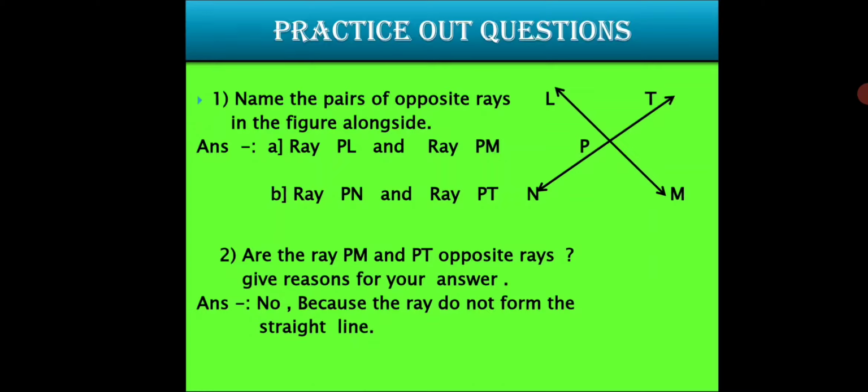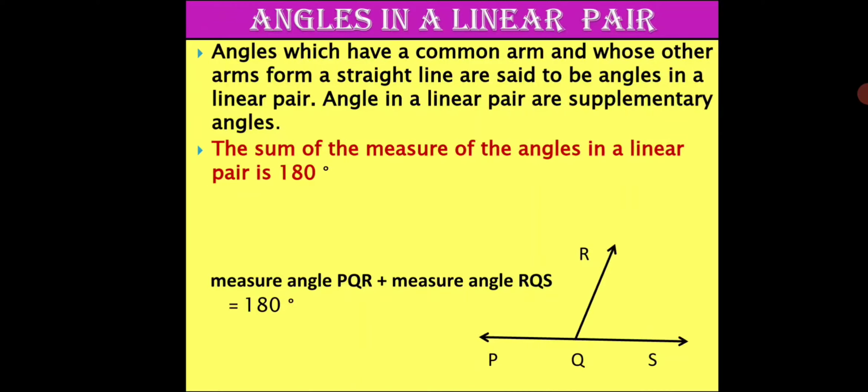Now question number 2. Are the ray PM and PT opposite rays? Give reason for your answer. By seeing the figure we come to know that the answer is no, as the rays do not form a straight line. Okay students, I hope you have cleared the concept of opposite rays. Now we will move on toward the next concept, that is angles in a linear pair.